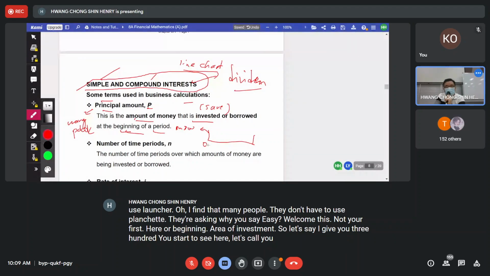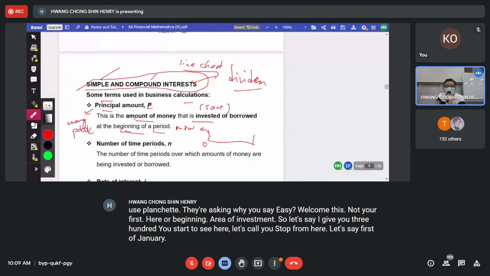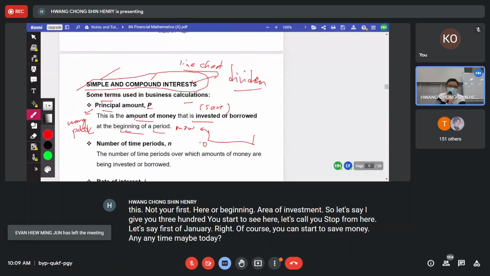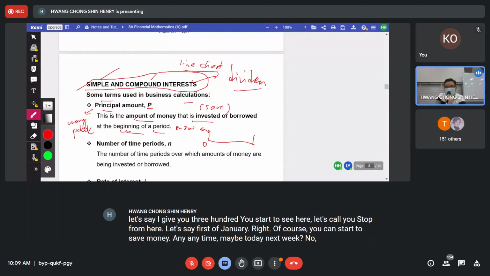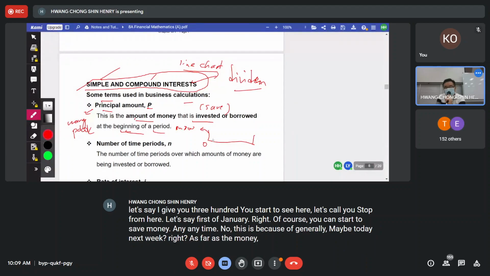Start from here. Let's say 1st of January, right? Of course, you can start to save money any time. Maybe today, next week, not especially 1st of January, right? As long as you want to save money, just go to the bank and open an account.